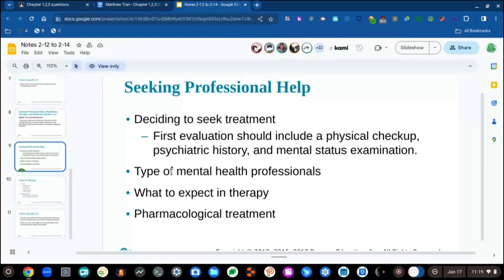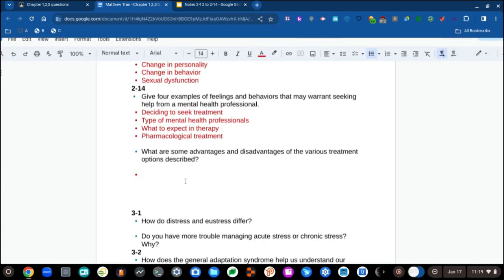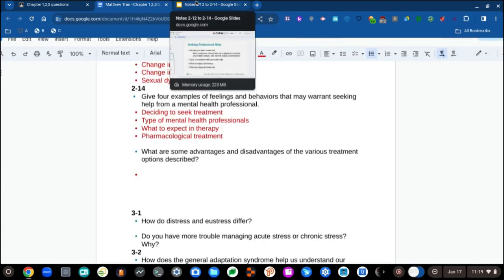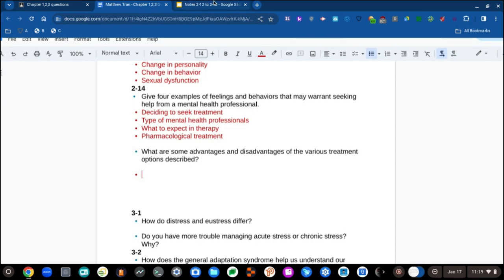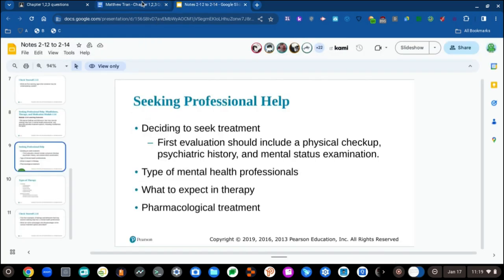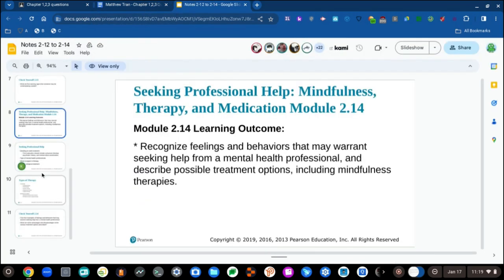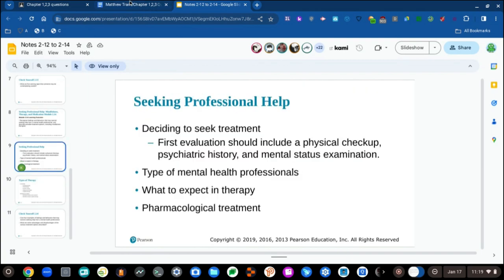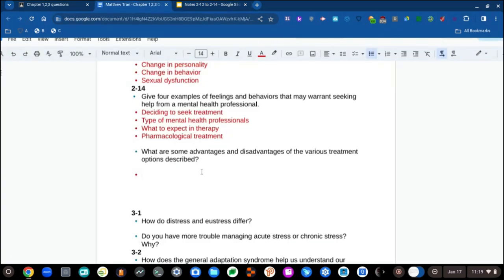Now, there's some other things you can do to just help your overall mental health and mood. We're going to talk about that in the stress chapter, but things like sleep, good diet, exercise, those all help with your mood and mental health. So if you want to take care of yourself, that's going to help your mental state more than other things. So those are the options.